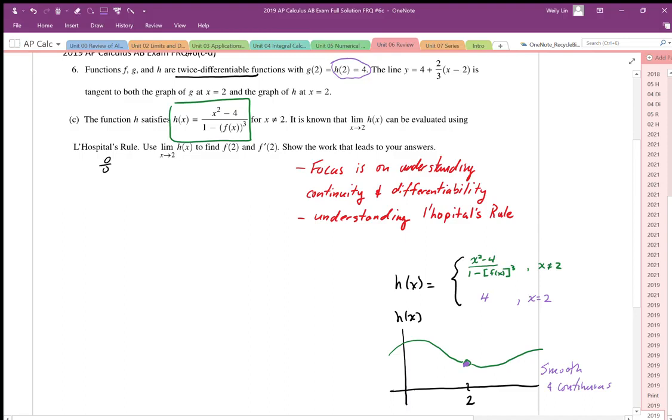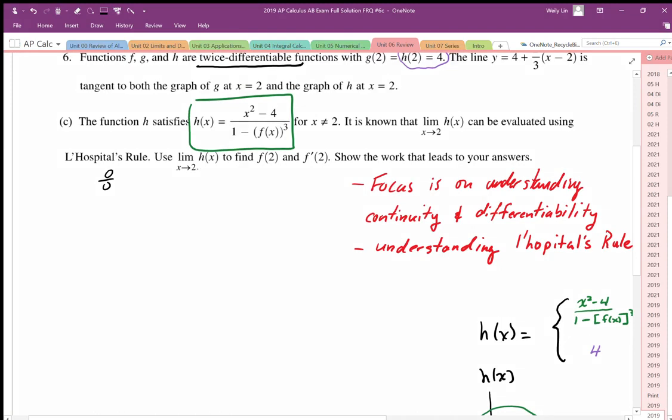So we also need to be able to actually answer the question here. It says, use the limit as x goes to 2 of h of x to find f of 2. So I'm going to do that first. I want to find f of 2. To do that, I need to be able to write an expression with f of 2. Okay, so that's going to be this expression here that I'm going to start with.